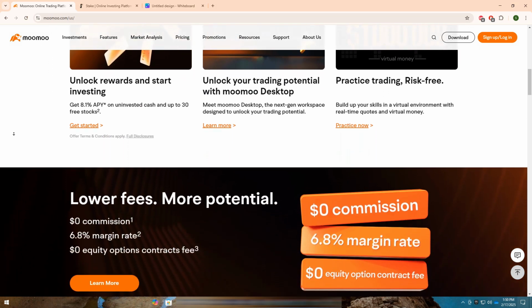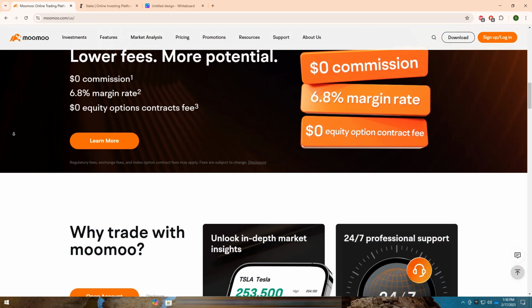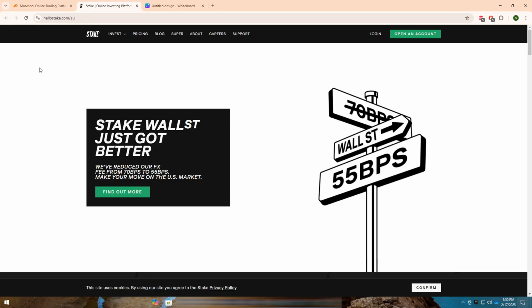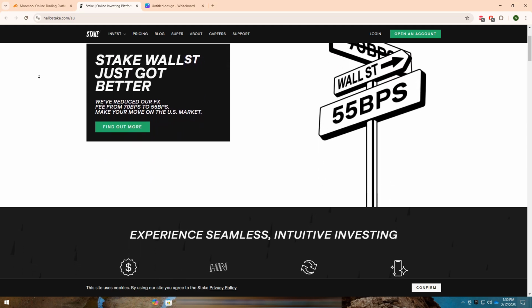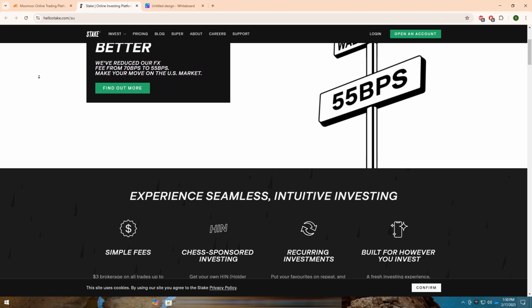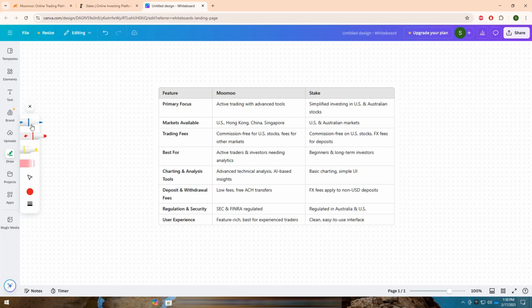On the other hand, Stake is a user-friendly investment platform focused on providing commission-free access to US and Australian stocks and ETFs. It is ideal for investors who want a simple and fast way to trade global markets without unnecessary fees. I've created a comparison table to highlight the key differences between Moomoo and Stake.